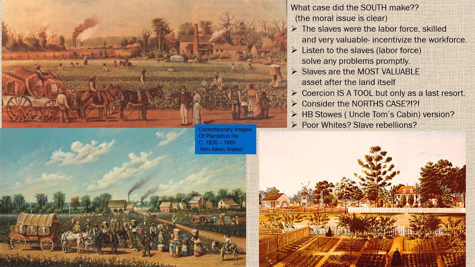So, in conclusion, what case did the South make? Not what case I'm making. I'm a fiery abolitionist like all of you are. But what case did the South make? The North's case was slavery is evil, which is true. They made a moral case of it. The South made a sociological and an economic case of it.